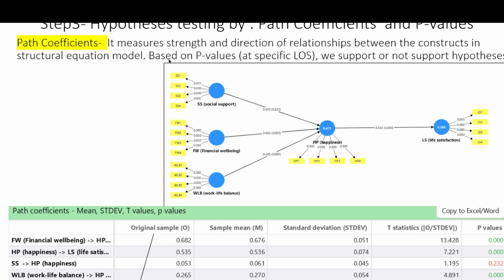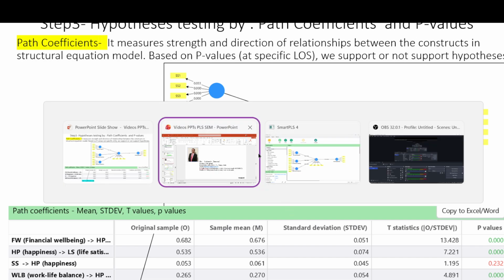The path coefficient measures the strength and direction of the relationship between the constructs in a structural equation model, and based on p-values at a specific level of significance, we support or do not support the hypothesis, or we accept or reject the null hypothesis. So to execute this, open the SmartPLS.